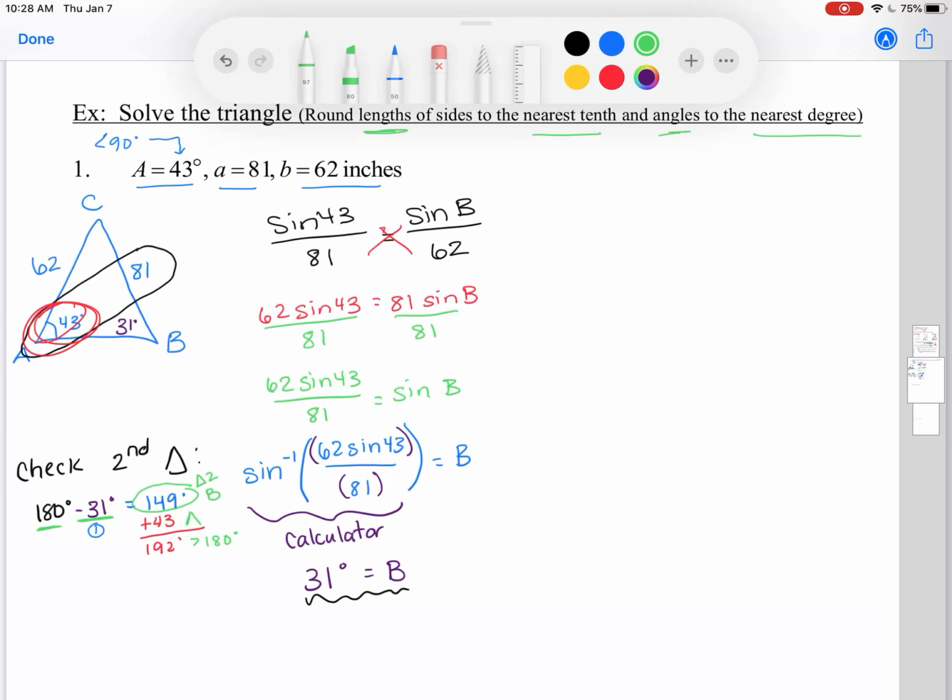And if it existed, I would then add that A angle back in to check, is there any wiggle room for a third angle to get me to 180? And there is not any wiggle room because 192 is bigger than 180. Therefore, there's no extra room for me to have a third angle. So this would not occur. So again, that 149 is representing your obtuse angle of the second triangle, if it existed. But in this case, it did not because it was too big with the other angle I was given.